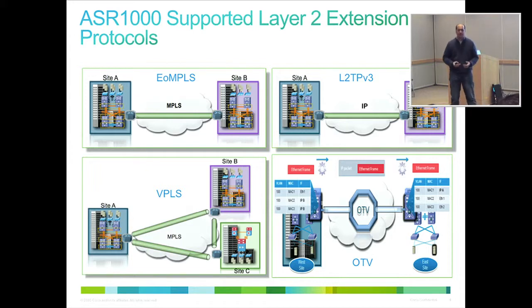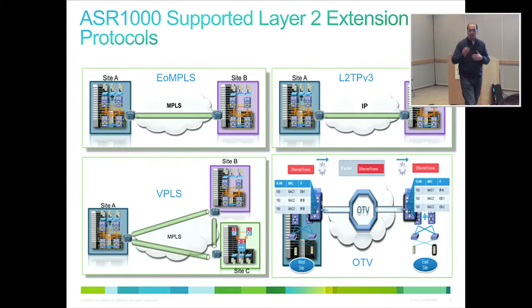What are the requirements? So if you look at Ethernet over MPLS, L2TP version 3, these are point-to-point. However, they are still used. We see a lot of customers are still using L2TP version 3. VPLS and OTV. The VPLS and OTV are point-to-multipoint.